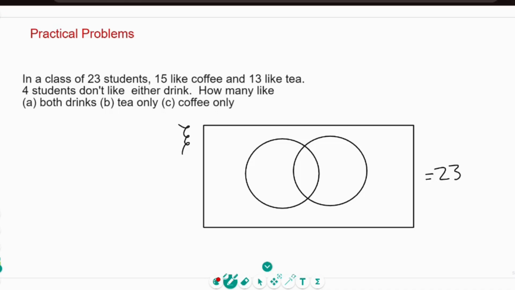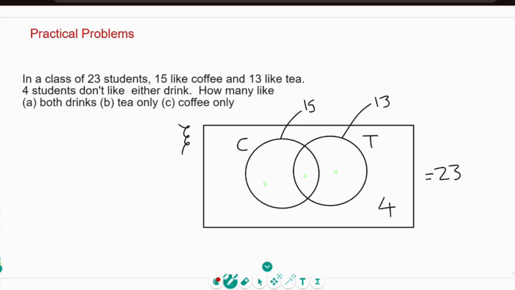This can be coffee, this can be tea. 15 like coffee, so this circle is 15. 13 like tea, so this circle is 13. 4 like neither drink. Right, we've got a bit of a problem here because we need to work out this bit, and this bit. 2 different ways you can do this. I will show you both ways.